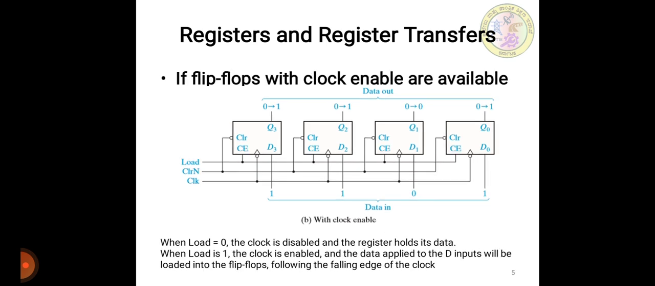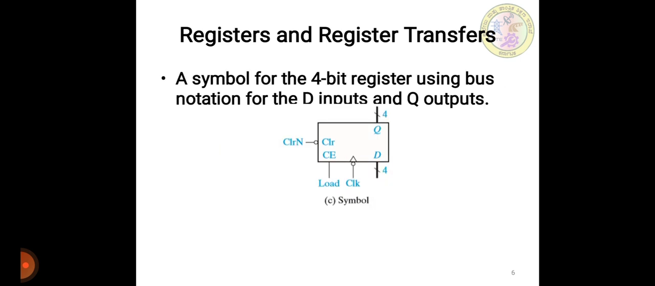Next, the flip-flop with clock enable. It's the same thing, but we are adding an extra input signal called clock enable. When load is equal to 0, the clock is disabled and the register holds its data. But whenever load is equal to 1, the clock is enabled and the data applied to the D input will be loaded into the flip-flop following the falling edge of the clock.